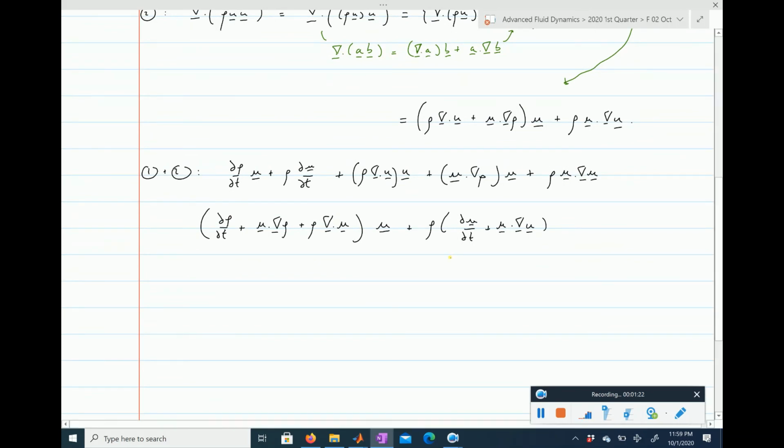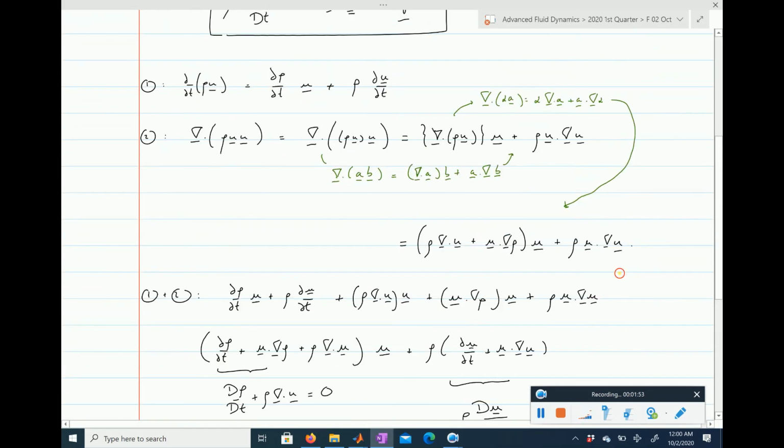But this term here is the material derivative of u. This term here is the material derivative of rho. So this is the material derivative of rho plus rho divergence of u, and from the continuity equation this has to be equal to 0. This is equal to 0 from the continuity equation.